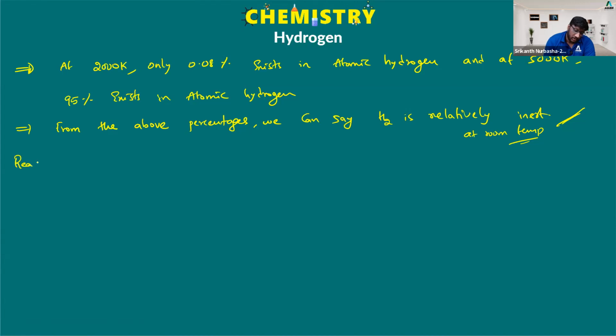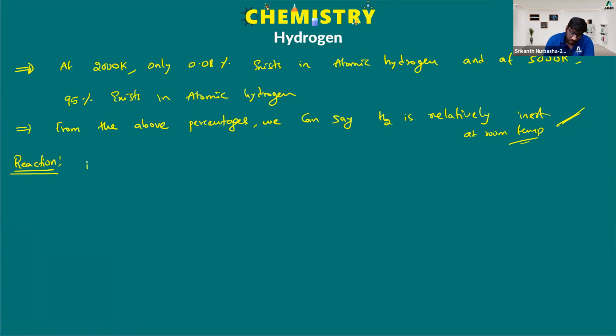Let us look at the reactions. H2 will react with the halogens, with oxygen, with nitrogen, with the metals. Different types of reactions can be seen with H2. So let us try to understand the reaction of H2 with halogens. H2 will react with halogens to form HX. Reaction with F2 occurs even in the dark, as F2 is highly reactive.